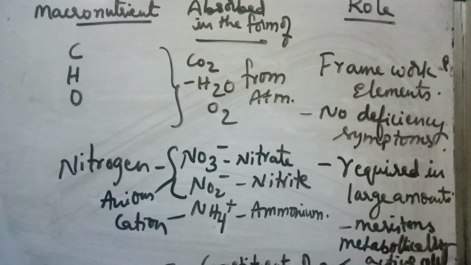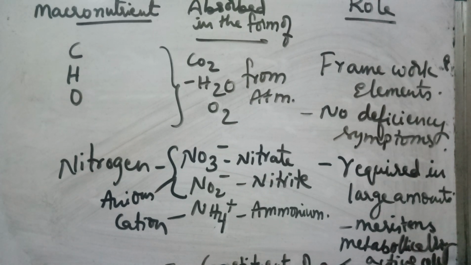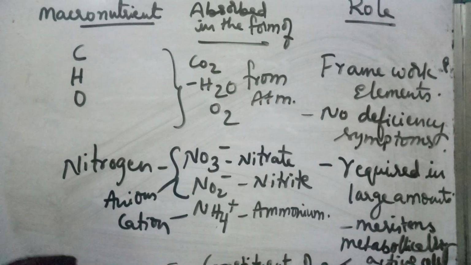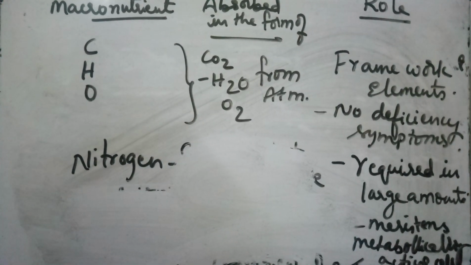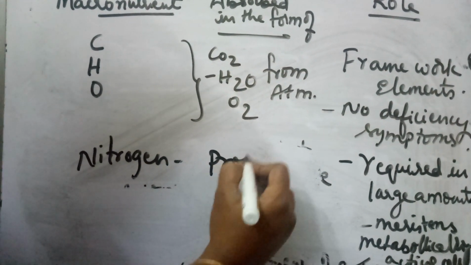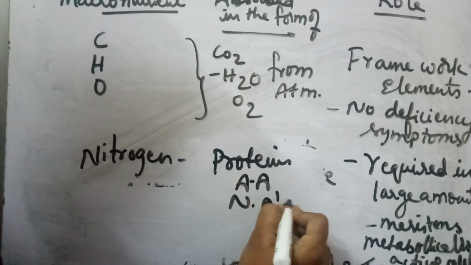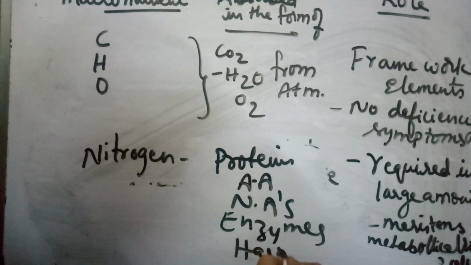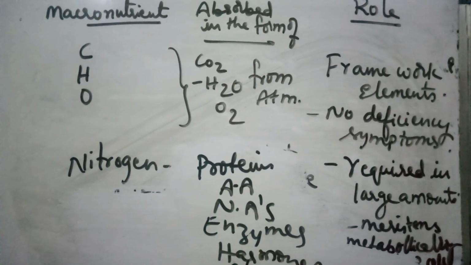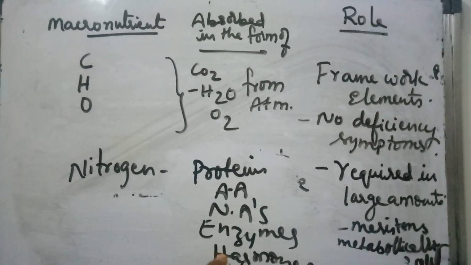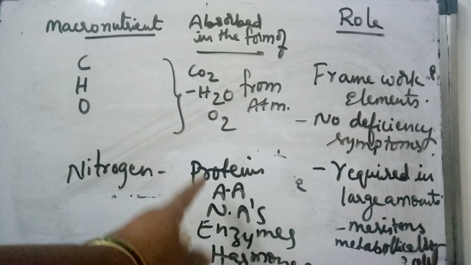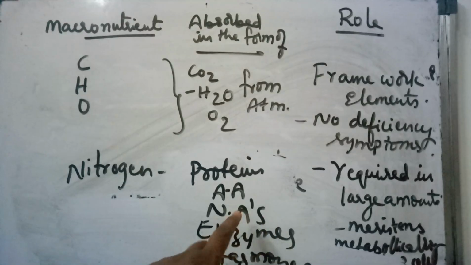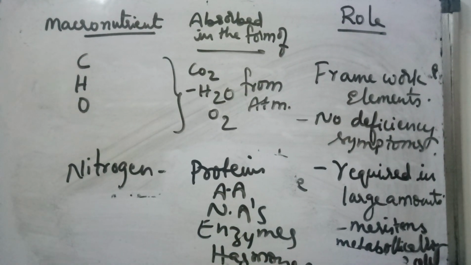And nitrogen is an important constituent of substances like proteins, nucleic acids, amino acids, enzymes, vitamins, hormones, etc. So in all these biomolecules we will find nitrogen. Nitrogen is absorbed in the form of nitrate, nitrite and so on, and it plays an important role because it is a constituent of all these components present in the plant body.